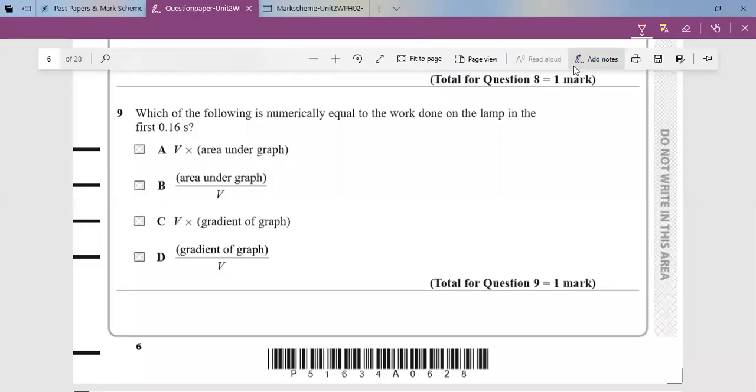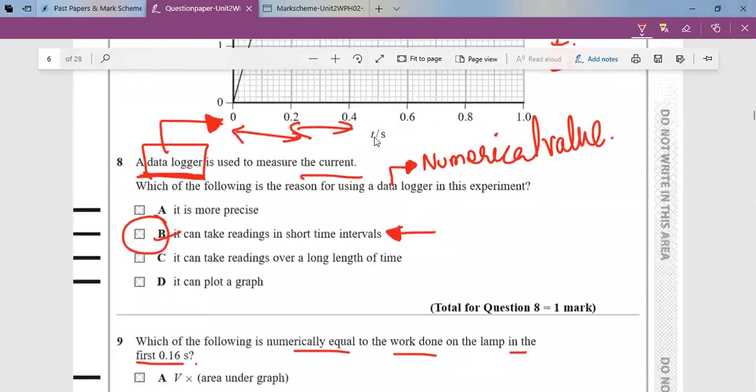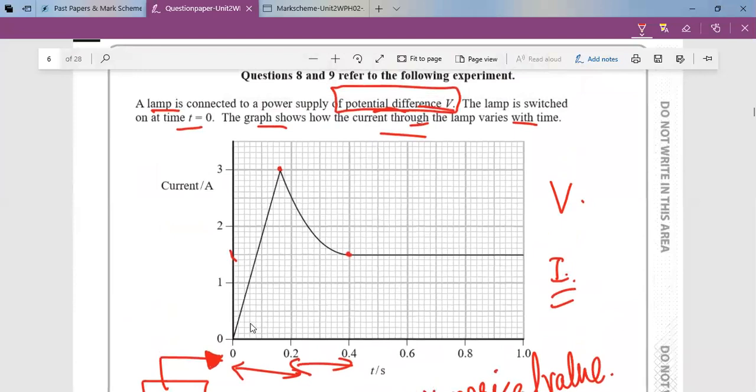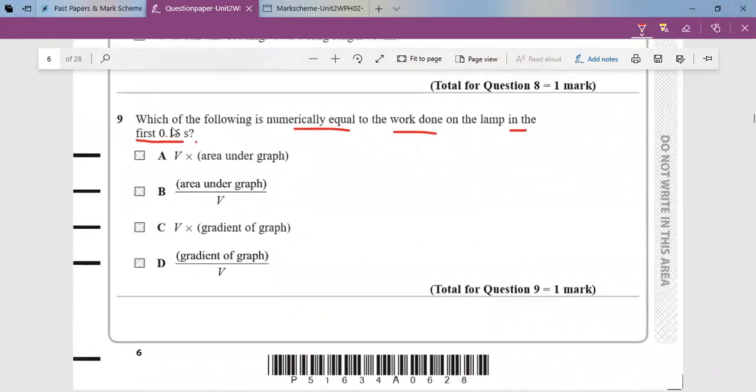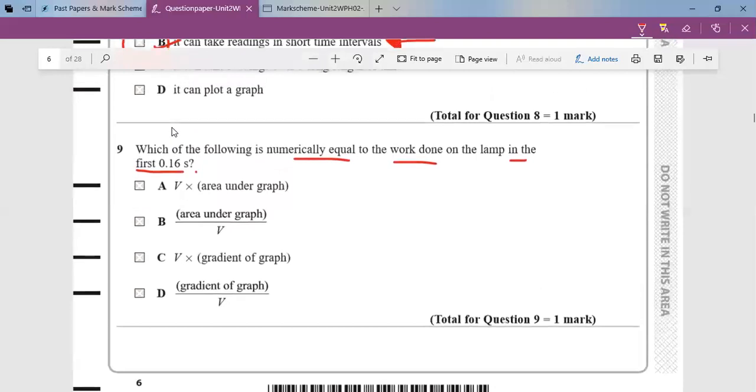Clear? Okay, which of the following is numerically equal to the work done on the lamp in the first 0.16 seconds? Work done. How can we calculate the work done in the first 0.16 seconds? So this is 0.1, 0.12, 0.14, 0.16, until this peak. How can we calculate the work done on this graph? Basically, the work done on the lamp in the first 0.16 seconds.